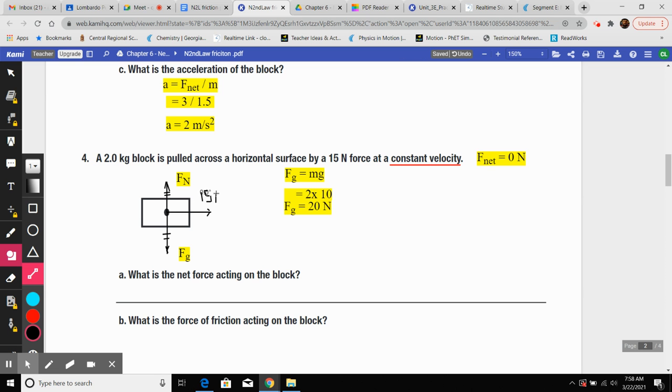Oof, that is atrocious looking. So we got 15 newtons to the right. So if the net force is 0, what would the friction force have to be going to the left? Good, 15. Bam.